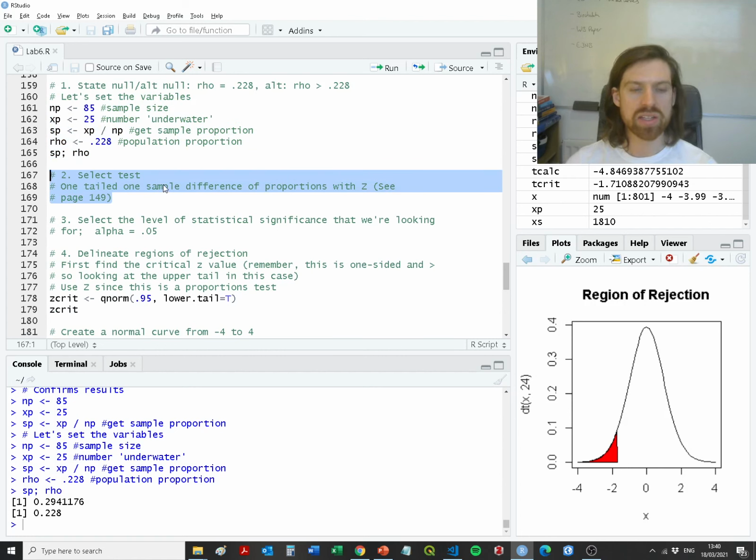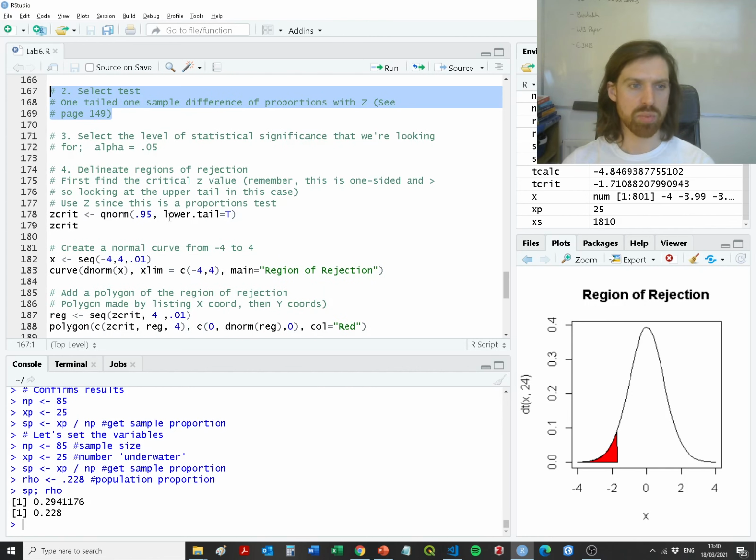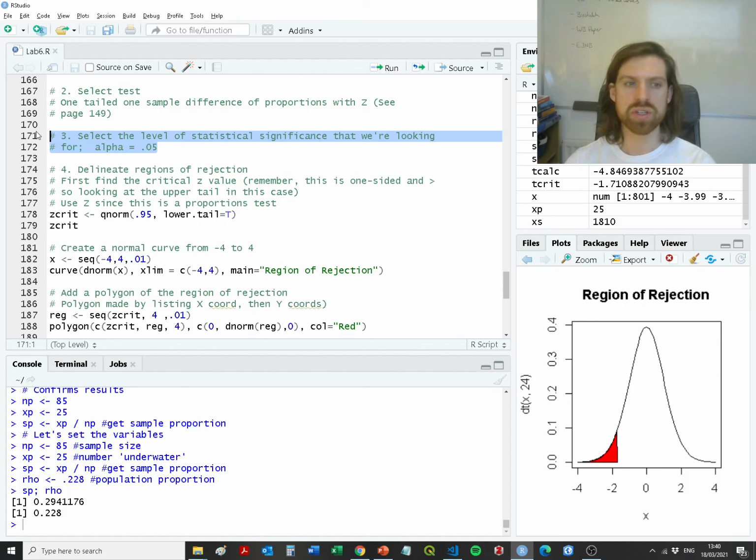We know that we're going to be using a proportion here because we stated that at the beginning, and we're using the Z statistic because that's the standard way for us to carry out our proportional testing. We want to be 95% confident that our result hasn't just occurred by chance, so we have an alpha value of 0.05.